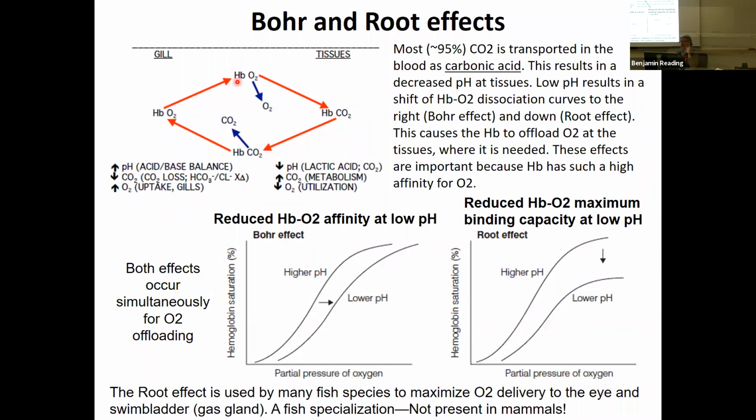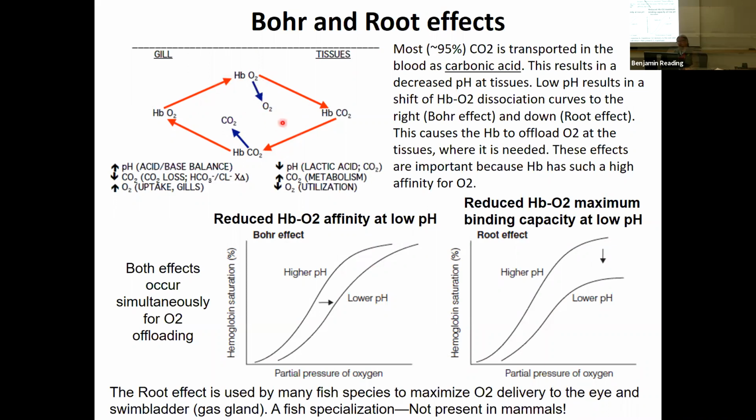And the way we do this is we use our old friend, carbonic acid, because we're going to take advantage of some chemistry here. And we're going to call it biochemistry. One way we can tell hemoglobin to get rid of oxygen is by changing the pH.